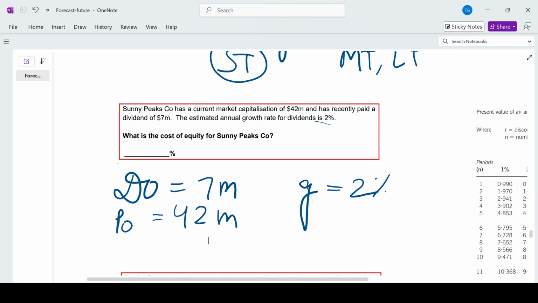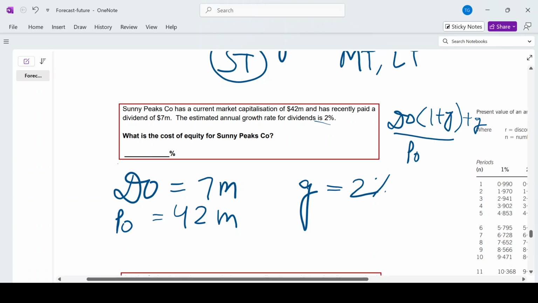Now we have already learned in our concepts the formula of DVM. So DVM says your cost of equity will be D0 into 1 plus G. This is the formula that you have learned. D0 into 1 plus G needs to be divided by P0, and then you need to add the growth rate separately. This is the formula that you people have learned.